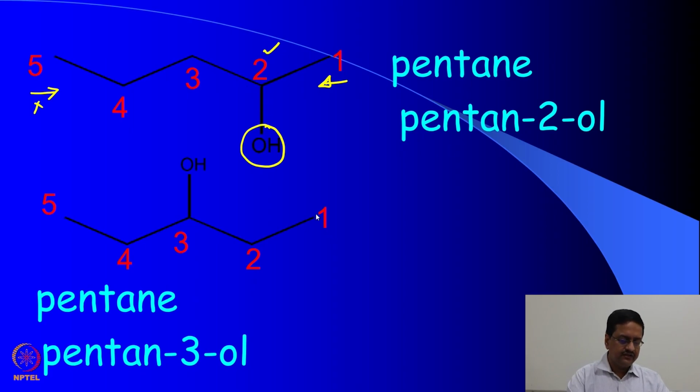In the second case, when we have the OH group in the middle, it is imperative that from either side it gets number 3. So, we do not need to worry about numbering from which side or whatever. So, we write it as pentan-3-ol.